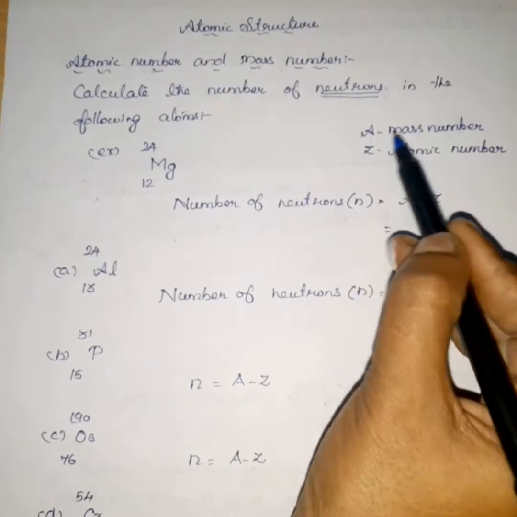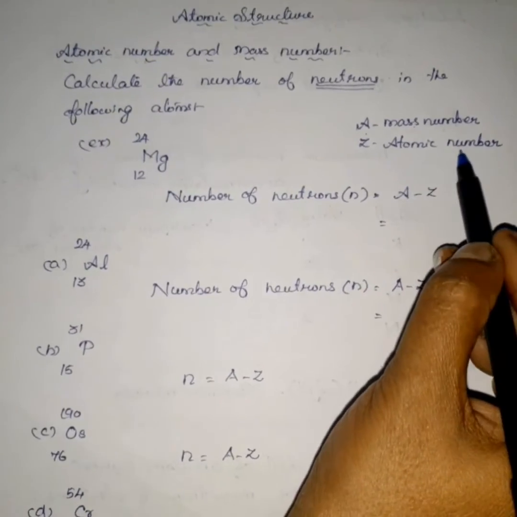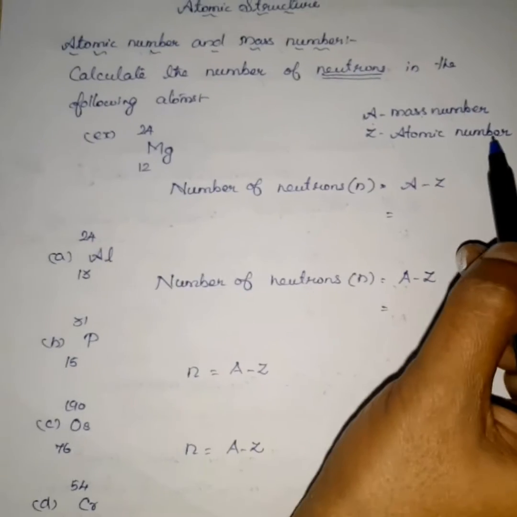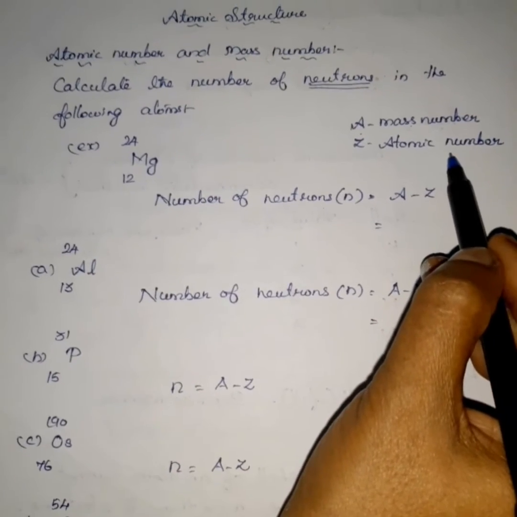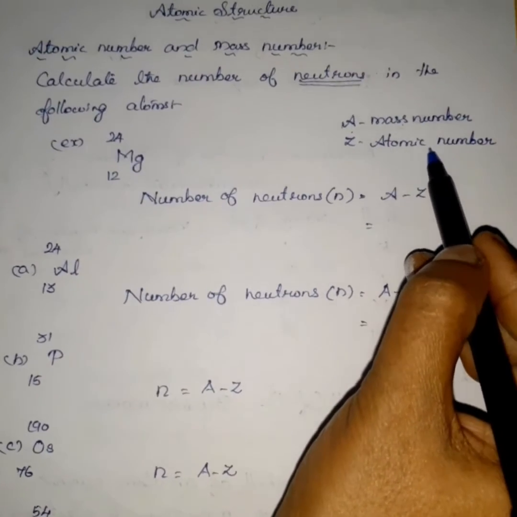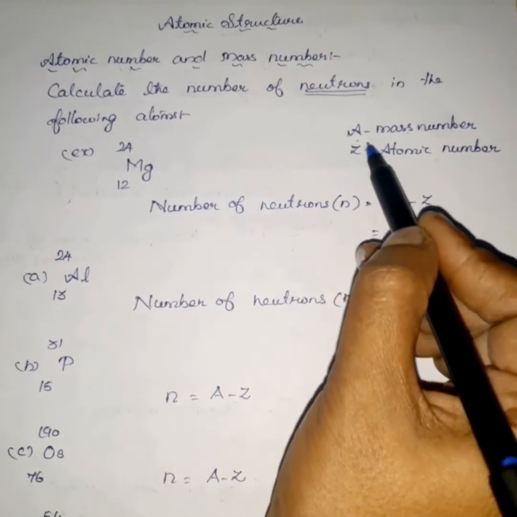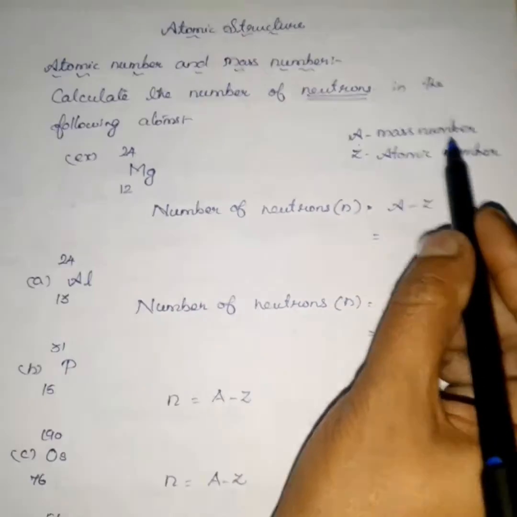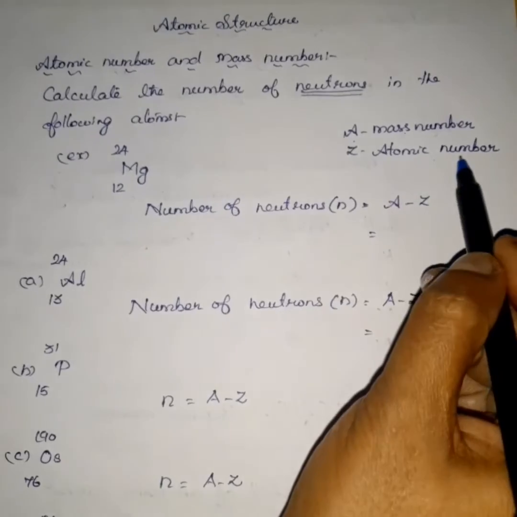Do you understand? Next one, atomic number. What is atomic number? The number of protons or the number of electrons. It is represented with the letter Z. So A is the mass number and Z is the atomic number.